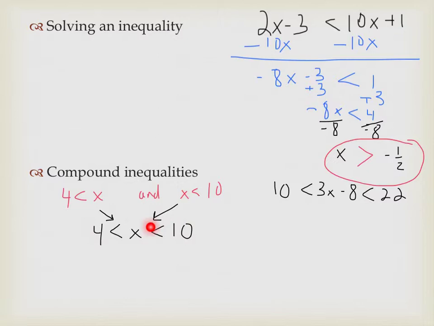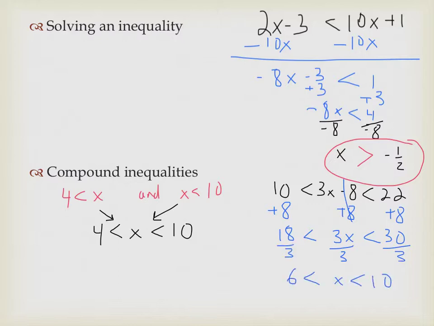Just pretend that you're looking at the left-hand portion, and you'd say, okay, I want to get x alone, I want to isolate x. So your gut should tell you to add 8. But now what I'm going to do is do this all at once, and add 8 to every portion. So I've got 18, 3x is now isolated, and 30. Now, to get x isolated, we will divide by 3 on every piece. Again, we're trying to keep everything balanced here. So then we know that x is between 6 and 10, but it is not equal to 6, and it is not equal to 10. Okay, very good.